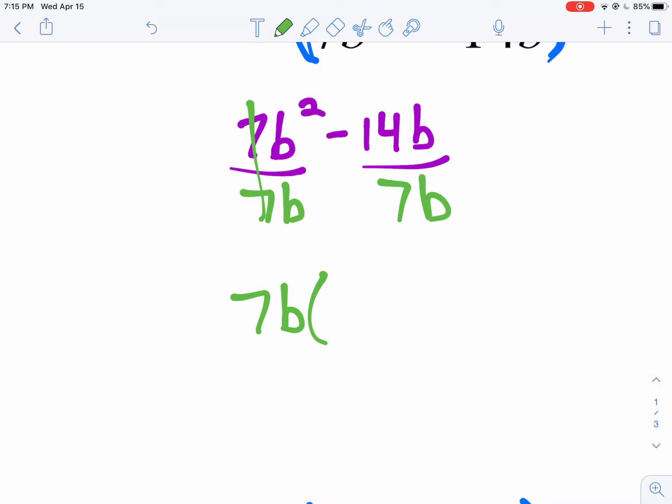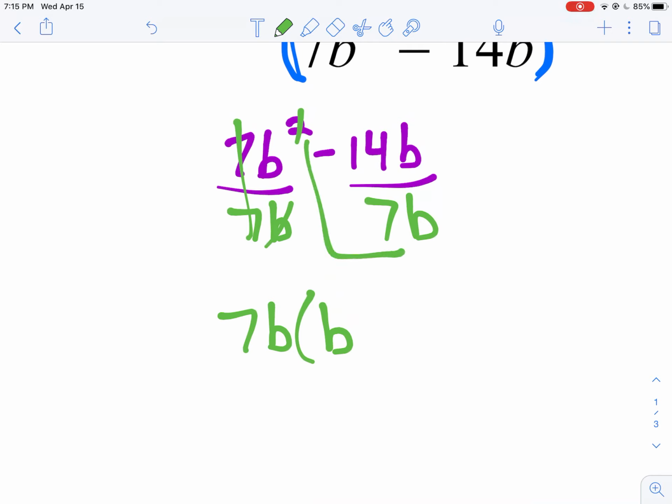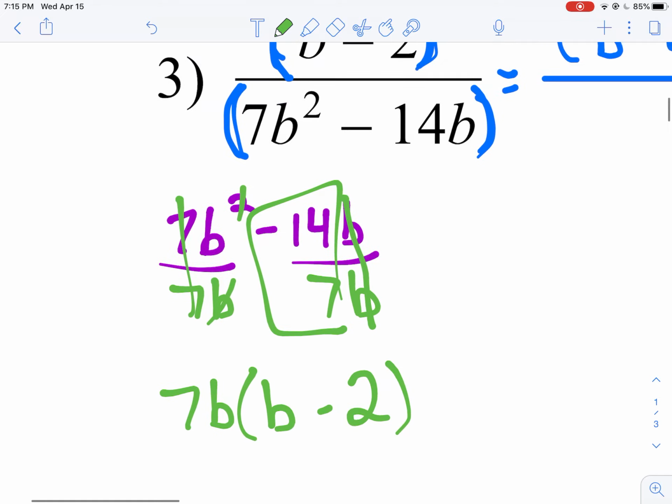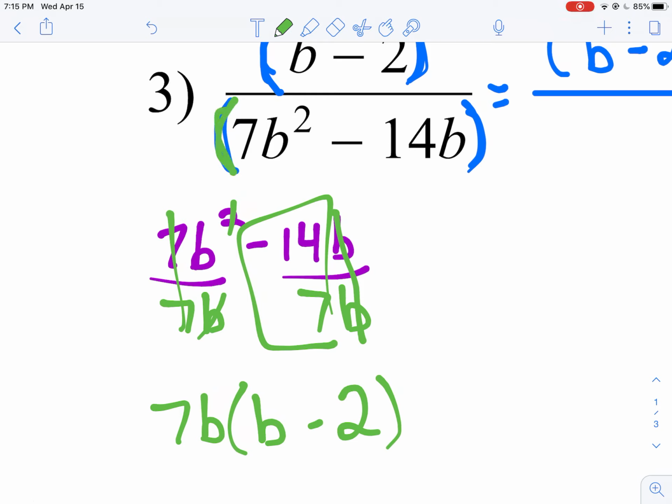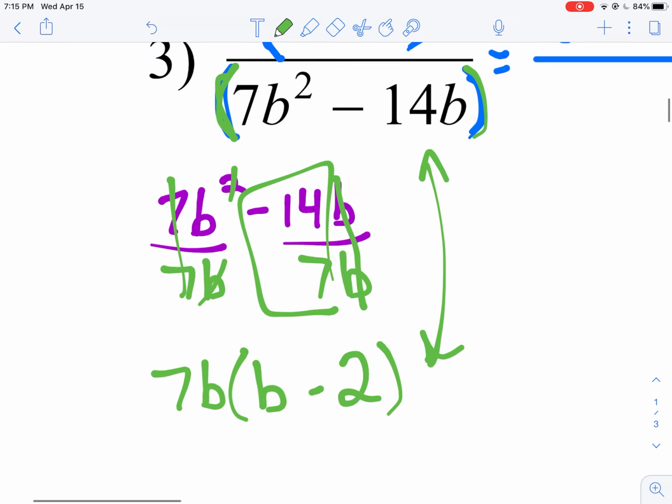So 7 divided by 7 is 1. b squared over b, subtract them, right? 2 minus 1, so I have 1 b left, right? This cancels out that. Then we have negative 14 divided by 7, that's negative 2, and then b divided by b cancels. All right, so we took 7b squared minus 14b and rewrote it. We factored it into 7b times the quantity b minus 2.